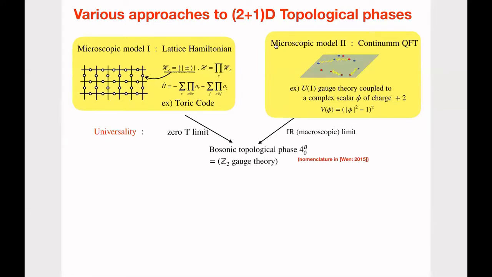And one nice thing is that these different microscopic descriptions can sometimes describe the same physics in a certain limit. For example, in this lattice Hamiltonian, if we take the zero temperature limit, only the ground state physics becomes important. In that limit, the theory is described by the so-called bosonic topological phase, which can be denoted in this way. This is sometimes called the Z2 gauge theory. And this Z2 gauge theory can also be realized using continuum field theory.